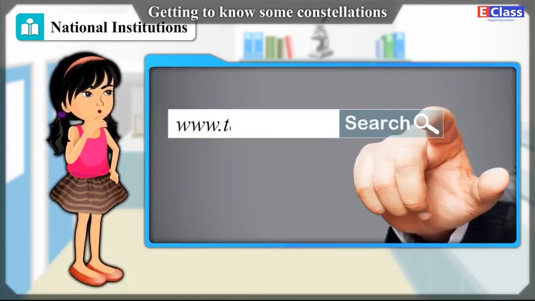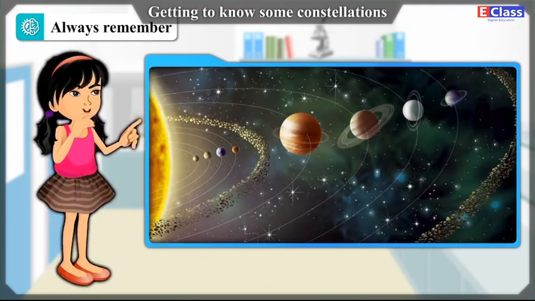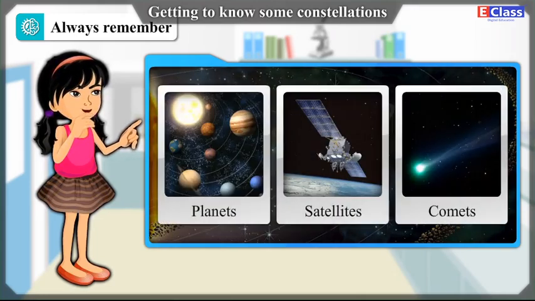Website: www.taralayer.org. Always remember, science has proved that the constituents of the solar system, for example, planets, satellites and comets, as also distant stars and constellations, do not have any influence on human life.